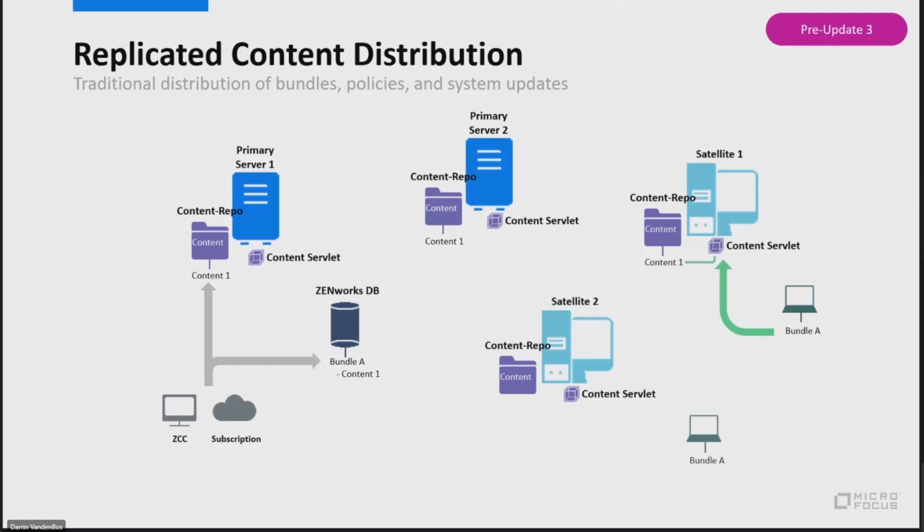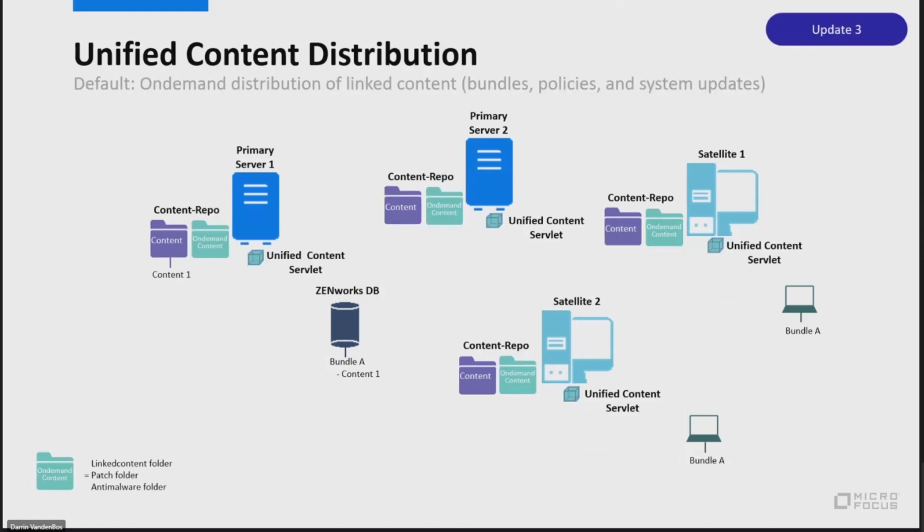Now let's assume that bundle A was assigned to a managed device that only connects to satellite 2 for its content. Satellite 2 doesn't have the content. As we all know, if the managed device goes to satellite 2, it doesn't find it, it's going to come back and fail because satellite 2 does not have the content. So what have we done? In update 3, we've added the ability for content to be streamed on demand.